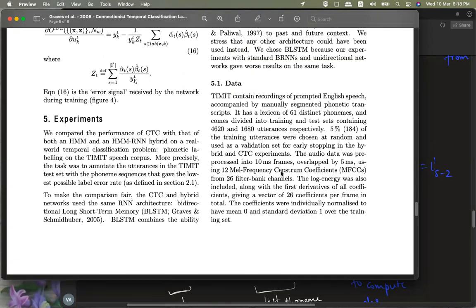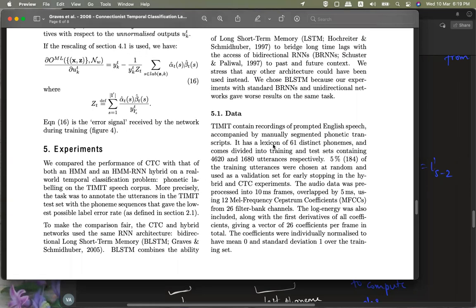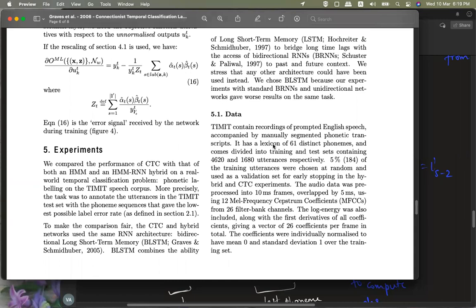Now coming to this part, experiments. What is the experimental data they have used? They have used the TIMIT corpus. TIMIT is basically a very standard old corpus where you have speech and the corresponding sequence of phonemes. Many annotators have hand transcribed all these phoneme sequences. So it is very easy to use, and they have done experiments with this.